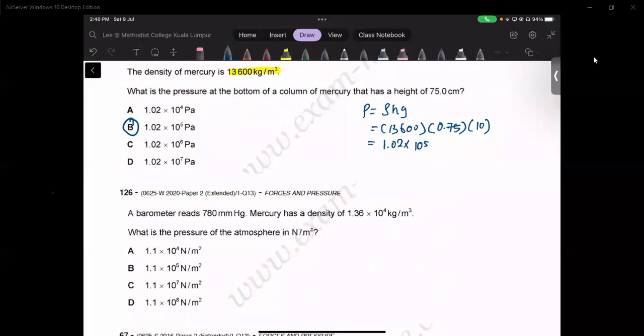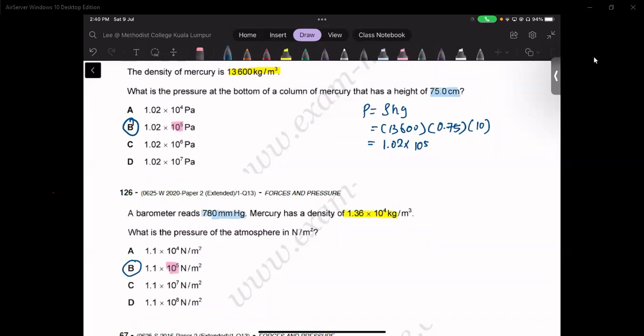Next, do you notice that this question is almost identical to the previous question? You read carefully. It's just that instead of 75 cm, they put 780 mm. And instead of 13600, they put 1.36 times 10 to the power of 4. Slightly higher. We are still looking at 10 to the power of 5.